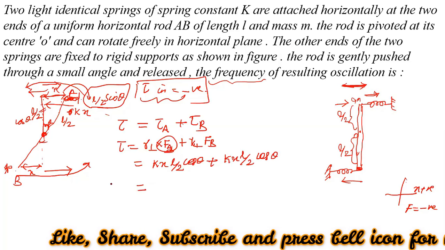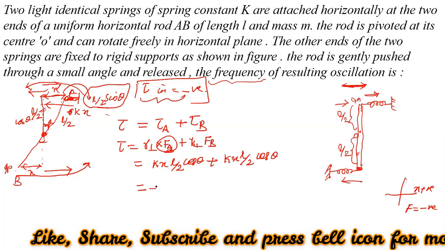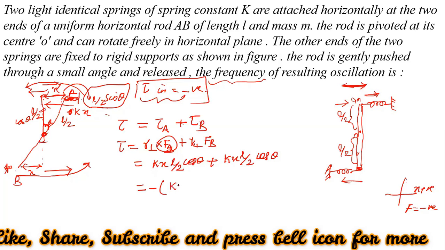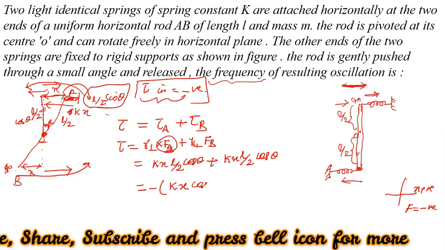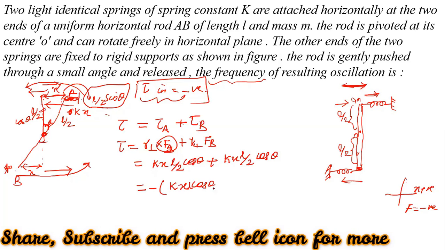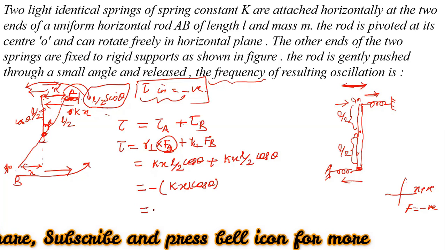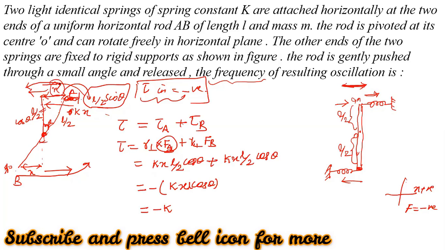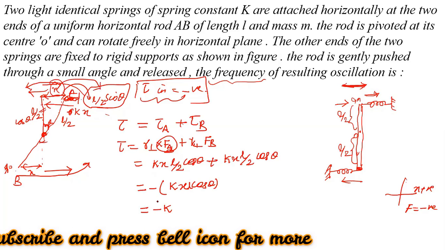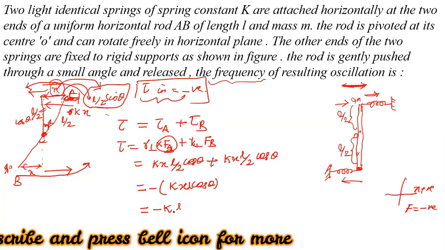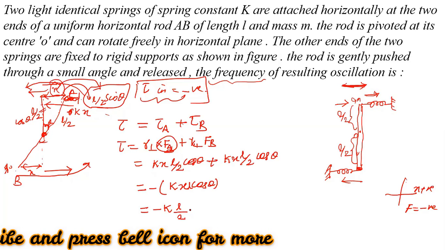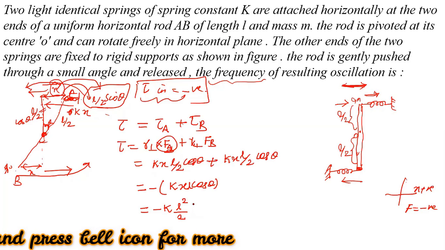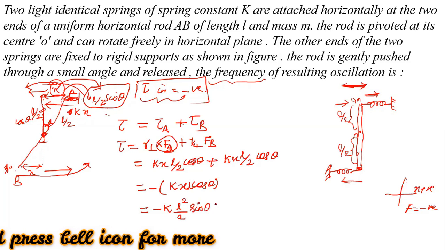Now, the torque is anti-clockwise, so we take it as minus. The 2 will get cancelled, and finally we have kx L cos theta. So now we can write minus k times x, and x is nothing but L by 2 sin theta. You understand, right? Here one L is already there, so we get L square sin theta into cos theta.